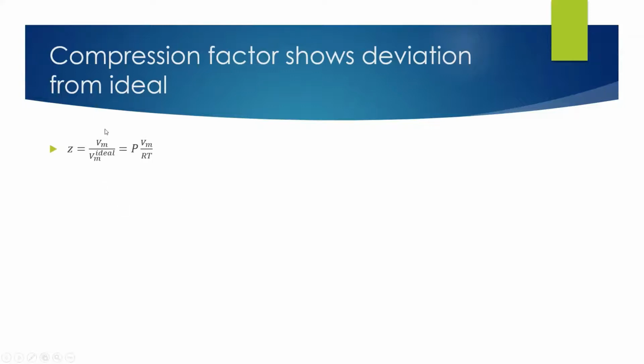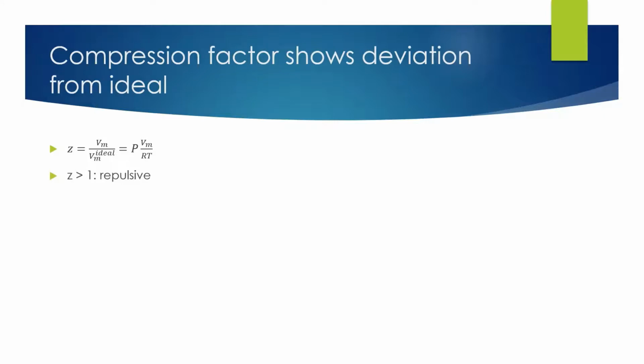And we can rearrange this into the following form of PVm over RT. If our molar volume is the same as the ideal molar volume, we would have PV over nRT, right? And that would be 1. So a Z factor, a compression factor of 1 indicates ideal gases, and different compression factors indicate different non-ideal gases.